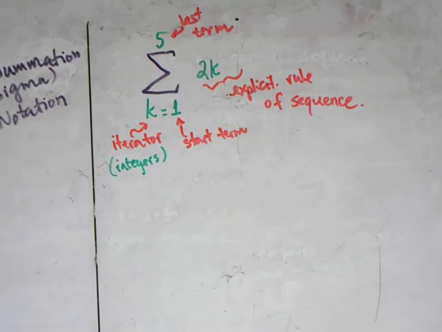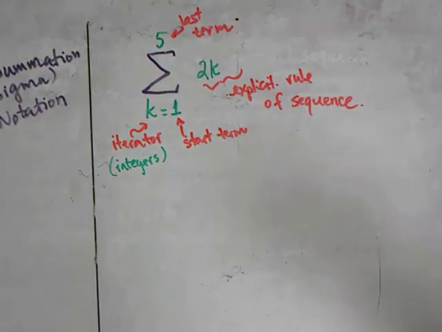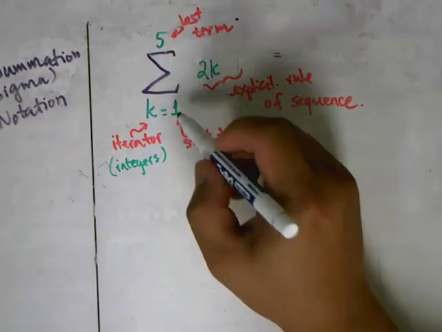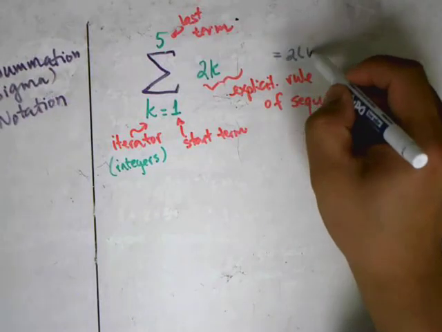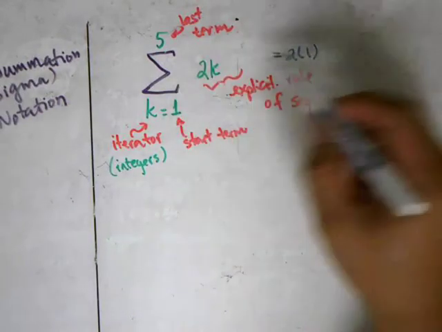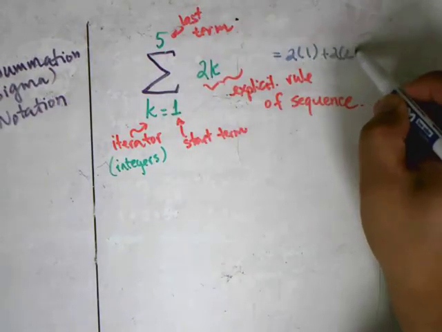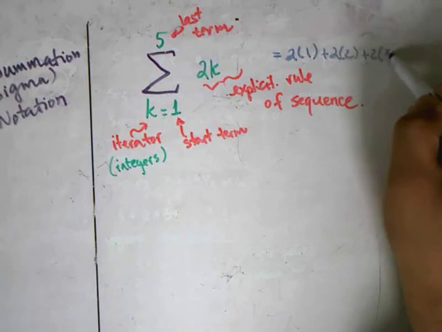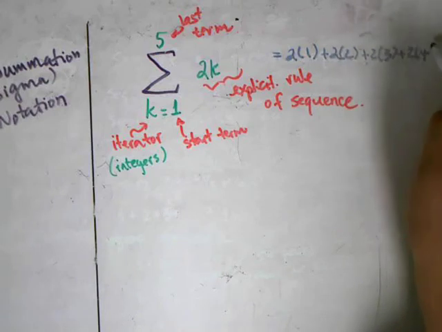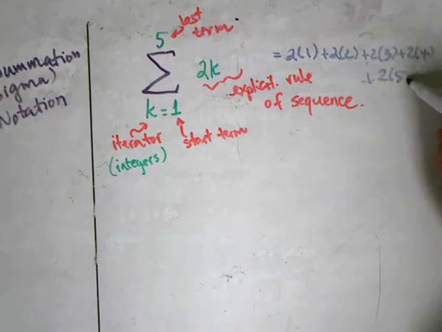So let's see what happens when we take this and actually make substitutions. When you take 1 and put it in for k, you get 2 times 1. When you take 2 and put it in for k, you get 2 times 2. Then 2 times 3. Then 2 times 4. And then 2 times 5. And I think when you add all this up, you should get 30.